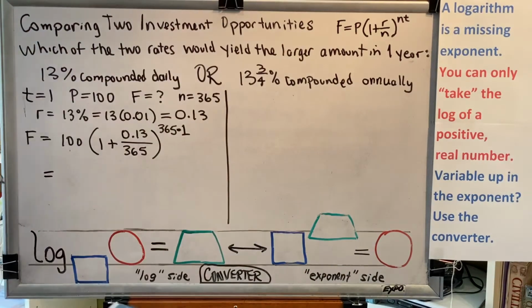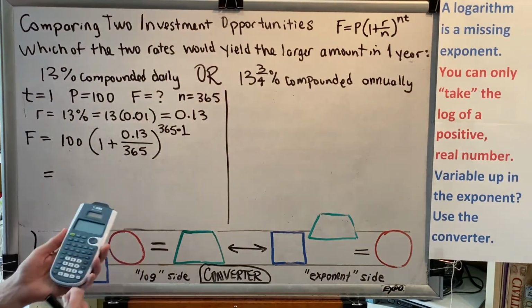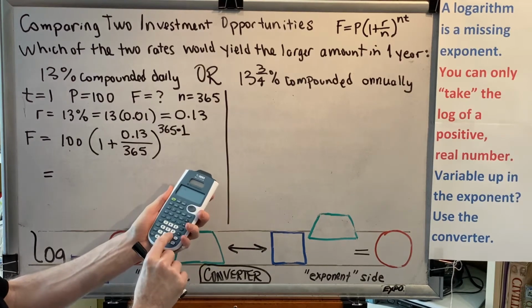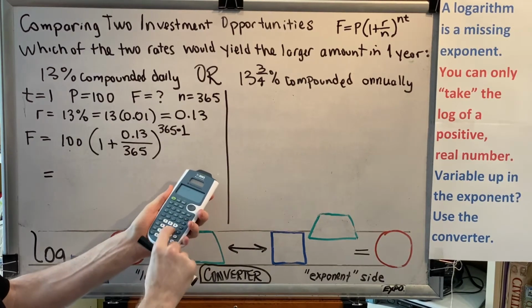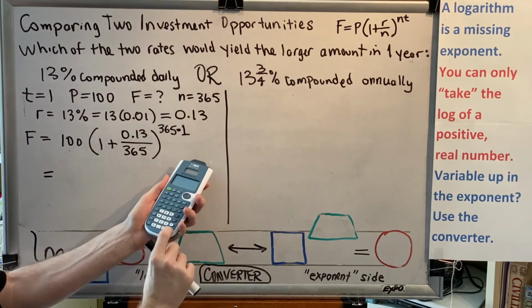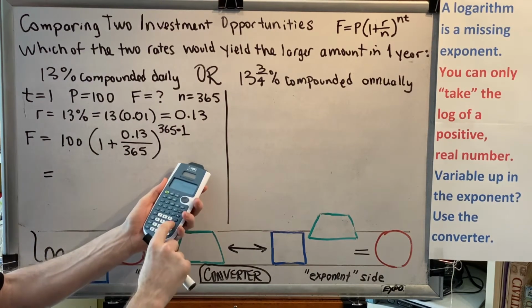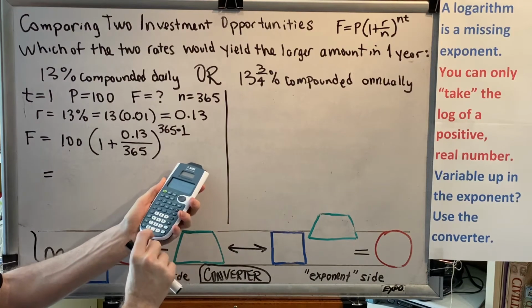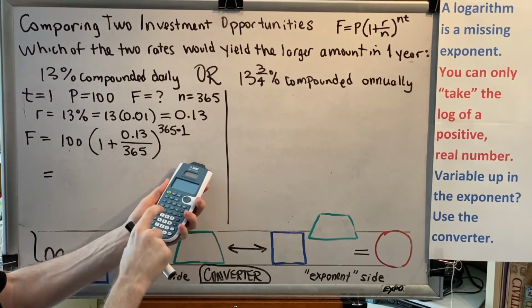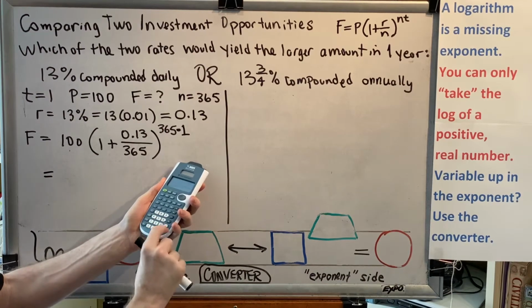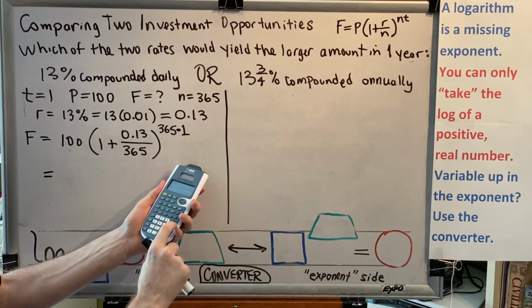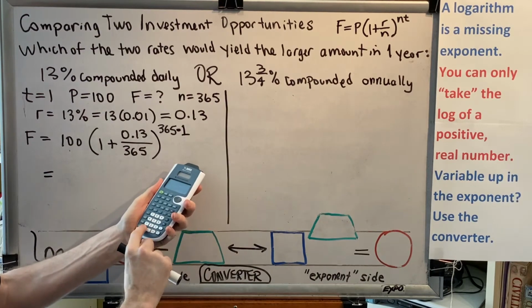Order of operations says we should work within grouping symbols first. So the first thing you want to do is put in 0.13 divided by 365, because division happens before addition. Enter. Next, add 1. Plus 1, enter. Next comes exponents. So raise to the power 365, enter. And finally comes multiplication on the outside by 100, times 100.